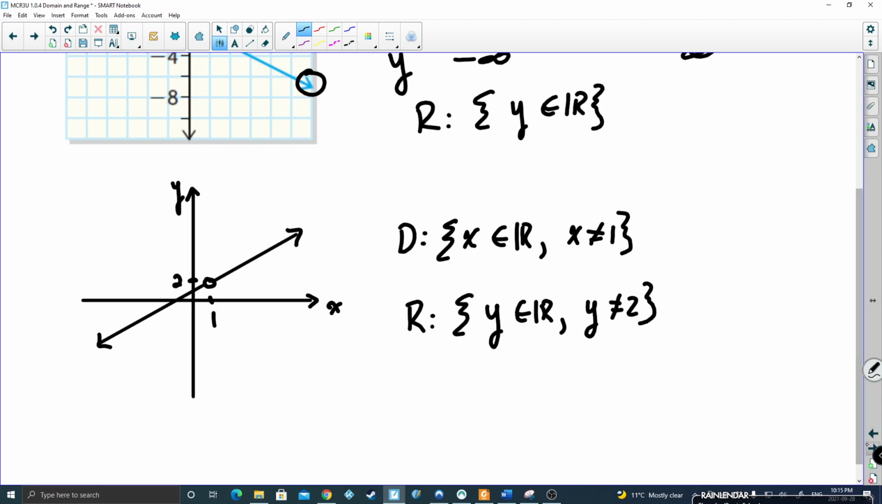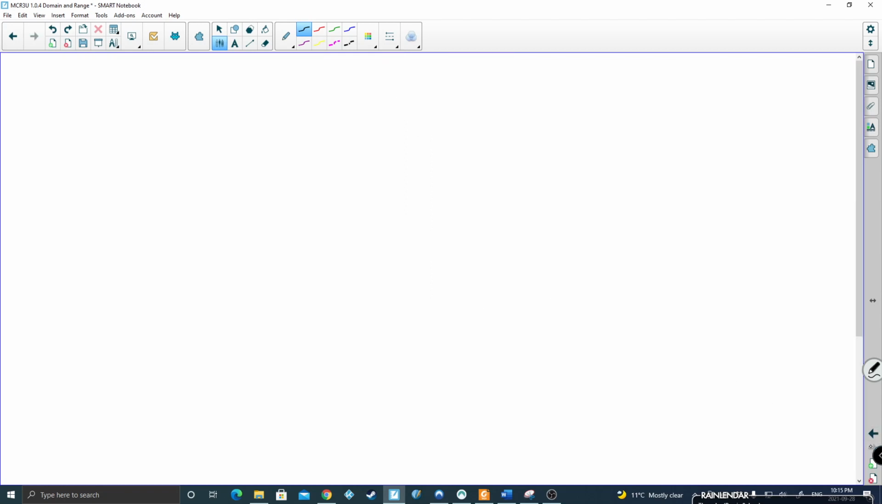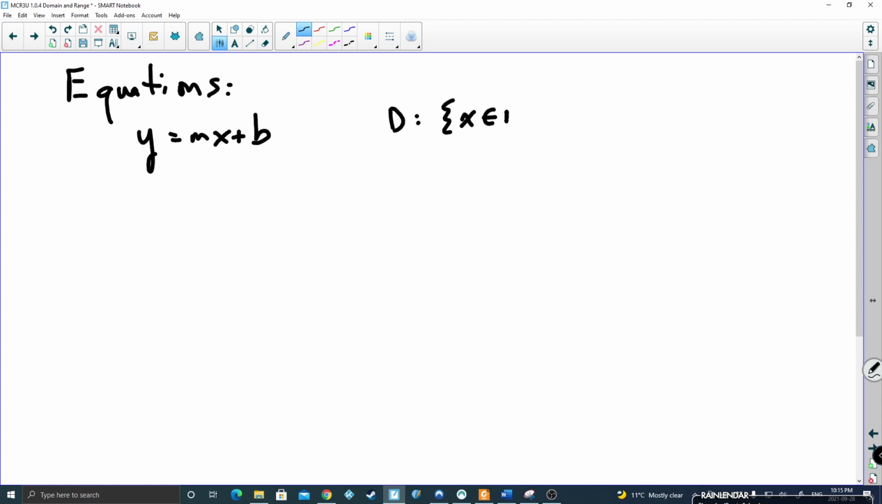Now, I would also like to talk about what happens with equations and very specific types of equations. How do we talk about the domain and range? Now, you already know some equations. You know y equals mx plus b is a straight line, and the domain is going to be x is an element of R, and y is an element of R for the range, because a straight line exists everywhere.